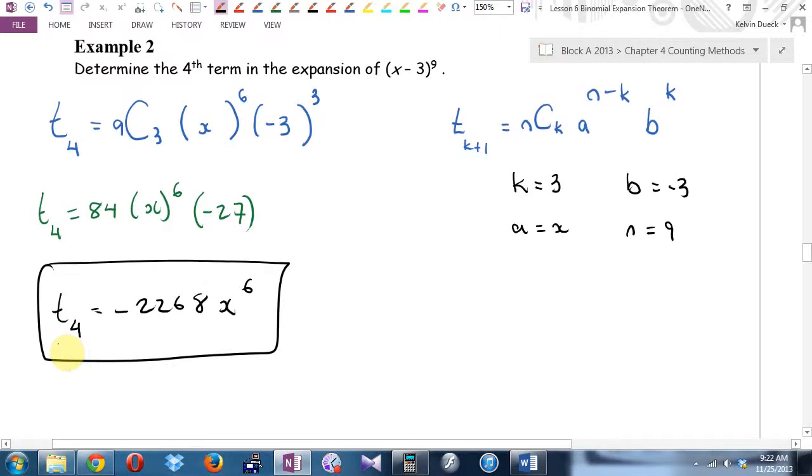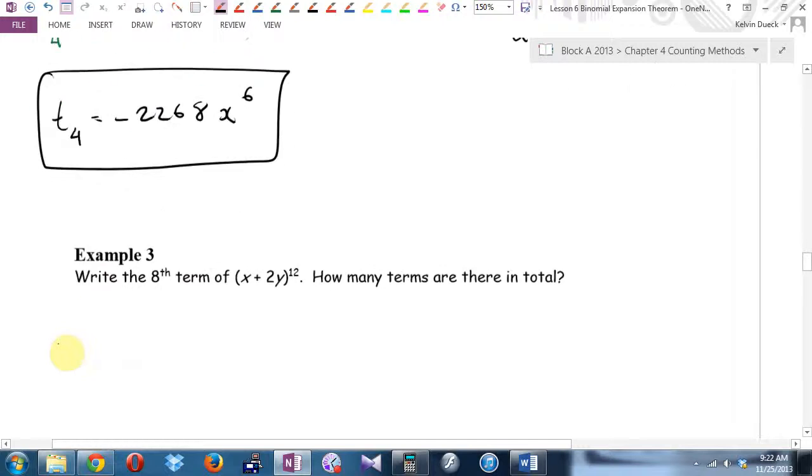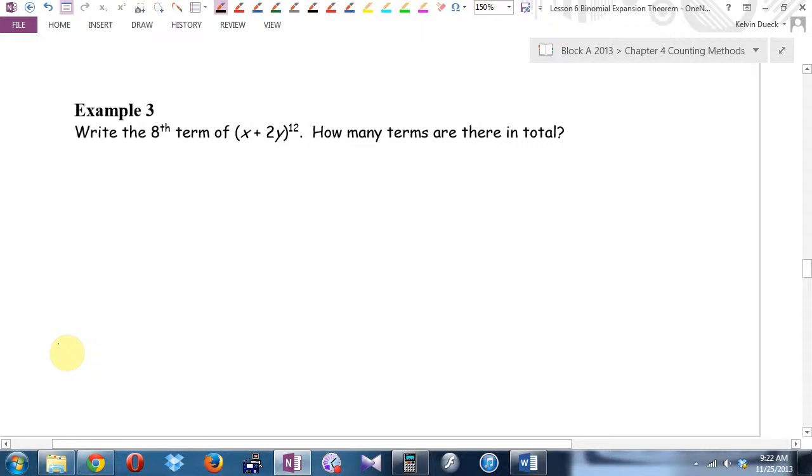Let's try another one. Example 3. What term do they want me to find? Let's all write down, they want me to find term 8.